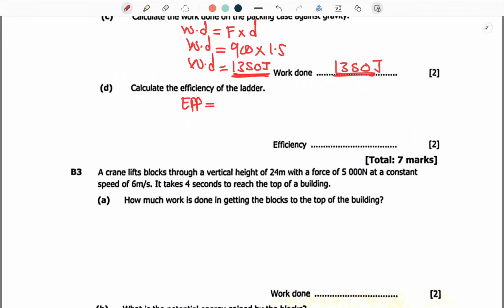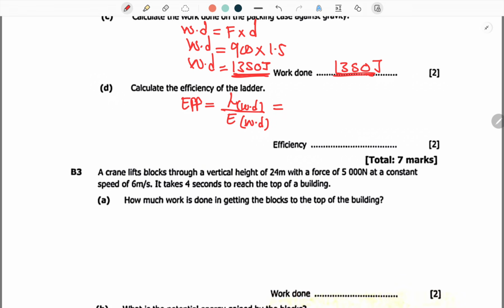So how do you calculate efficiency? Efficiency is just load over effort. That is how you're going to remember it. Efficiency is load over effort multiplied by 100. In other words, you are going to get your work done by the load over work done by the effort. That's why we say load over effort.